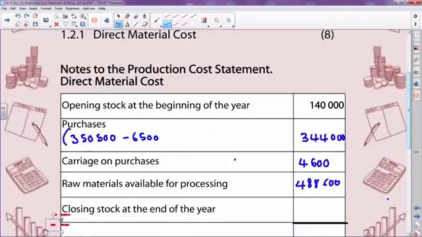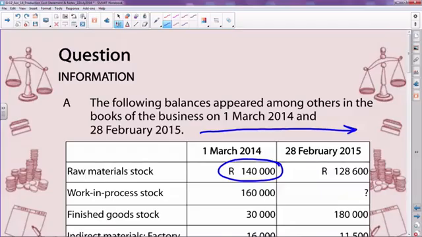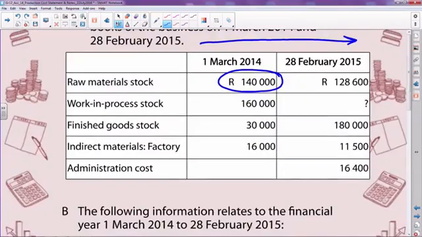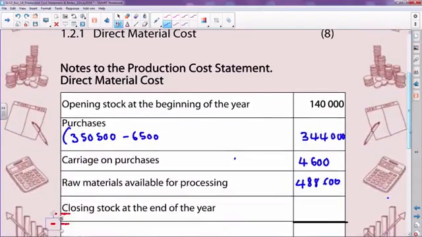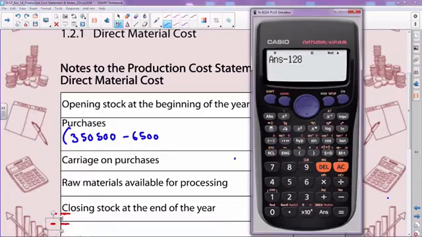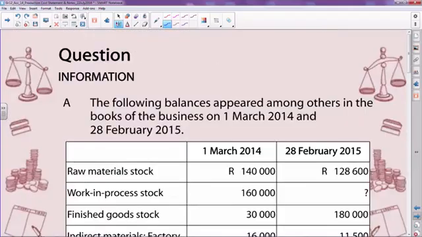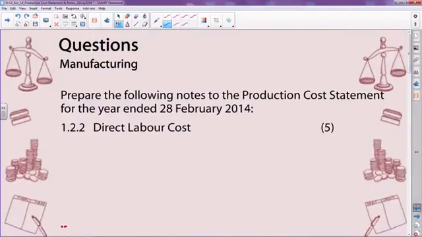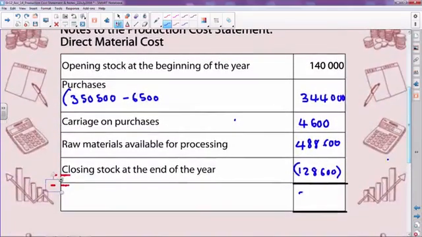From it, I subtract my closing stock of raw materials, which was 128,600. Therefore, 128,600 is subtracted at the end of the year. And once again, I take my calculator and I say minus 128,600, and that will give me 360,000 as my cost of raw materials. That was my direct materials cost.